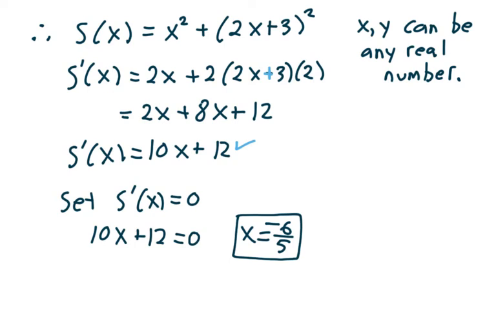And so here, I'm going to set the derivative equal to 0. And so that says 10x plus 12 is equal to 0. And so x is going to equal negative 6/5.